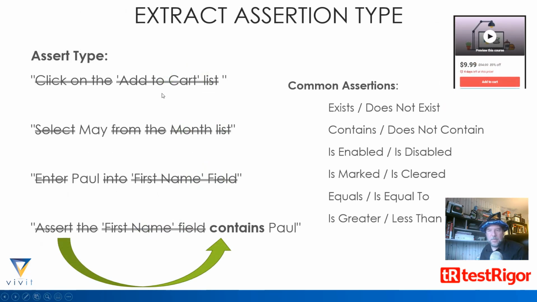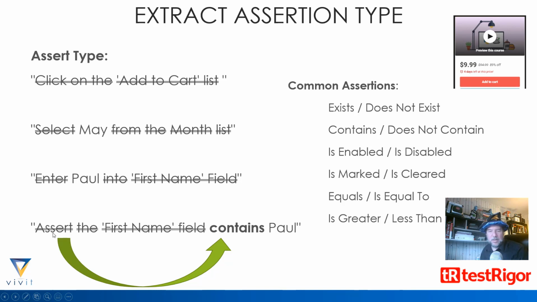And then we want to click on. The last thing is whatever's left. What do we have left here? Here we're selecting May from the month list. Well, in this case, this becomes our data that we are doing. We're either pulling our data and validating it, or we are going to look for it. So in this case, if it was a month list, we're looking for May inside of the months to be there. If I'm putting something into a first name field, well, whatever's left over here, Paul is my name that I'm going to put into that field.